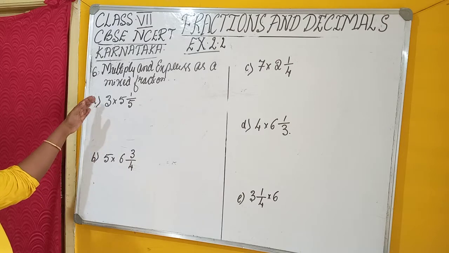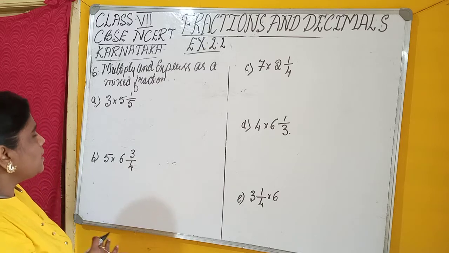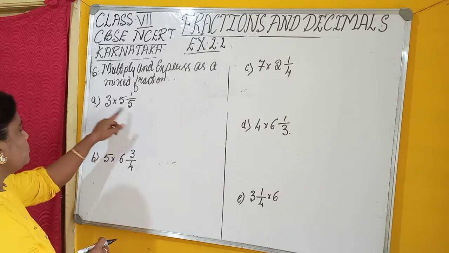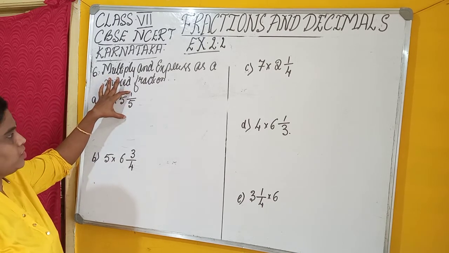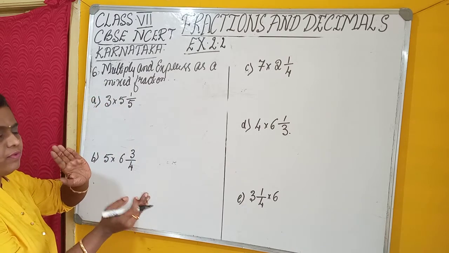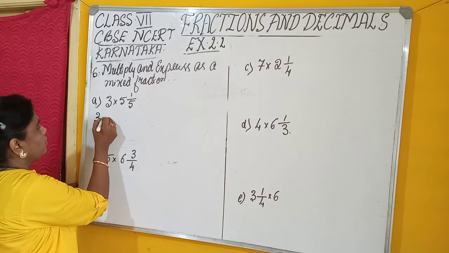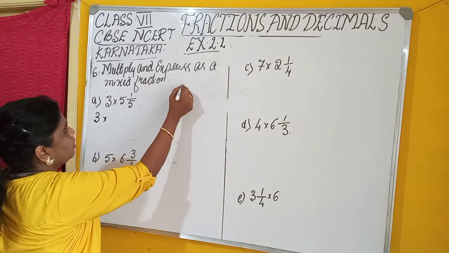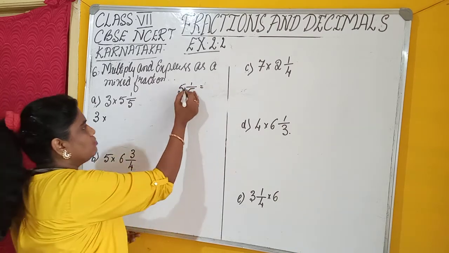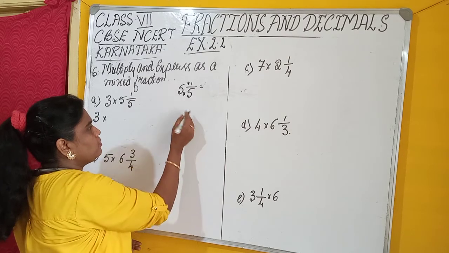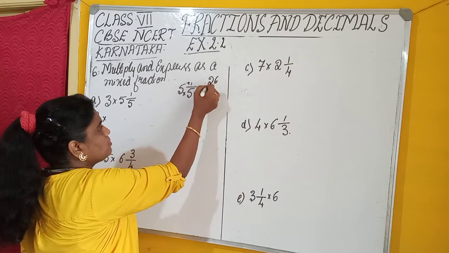Okay, look at the heading: multiply, and then express as a mixed fraction. First we have to know that here one whole number is given along with a mixed fraction. We have to convert the mixed fraction into an improper fraction. Do you know how to convert? We have to multiply 5 into 5 plus 1. 5 fives are 25. 25 plus 1 is 26 by 5.